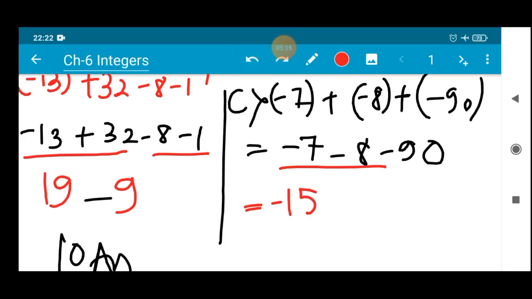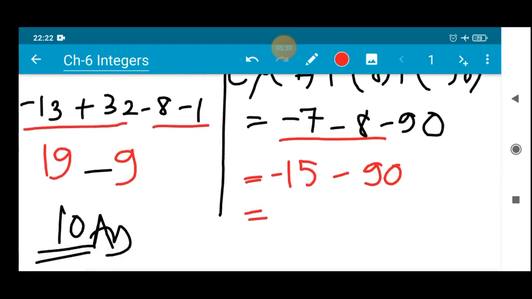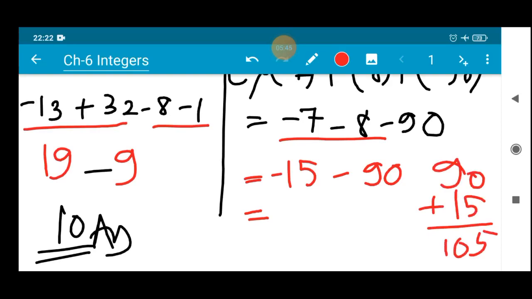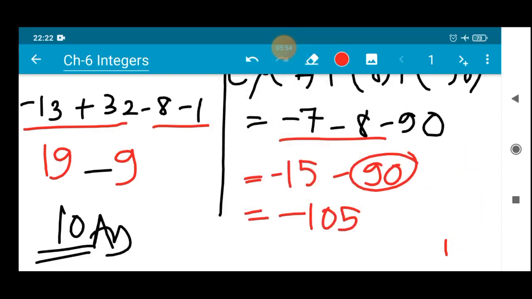I think from the next time I don't have to repeat this: 8 is the greater number, 7 is smaller, so the sign which the greater number is carrying should be kept in that answer. I hope in the next class I should not be repeating this again. Now minus minus is plus, because this 15 is carrying a minus sign and this 90 is also carrying a minus sign, so plus should be done. 90 plus 15 will be 105. What will be the sign? The sign will be negative, because 90 is the greater number. So the value here will be 105, isn't it?